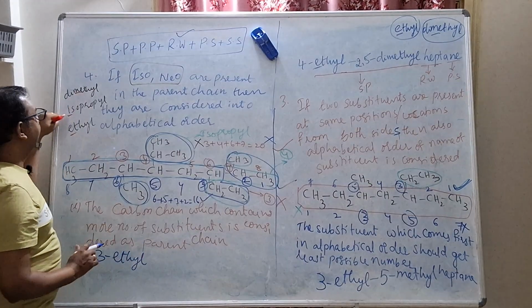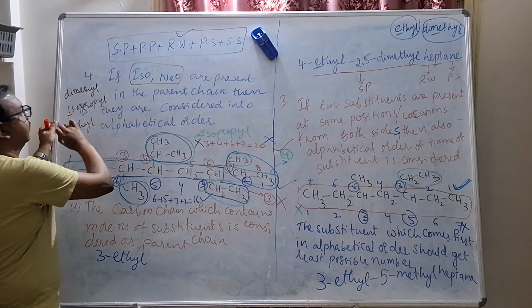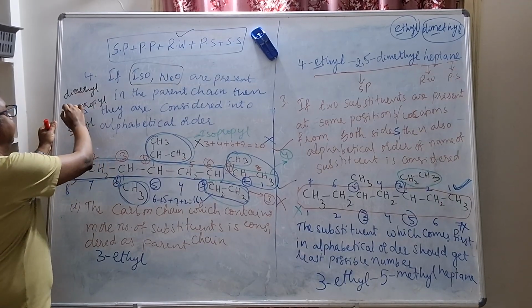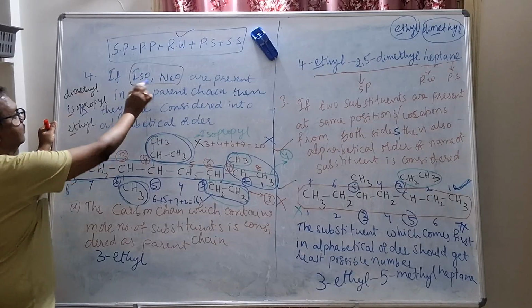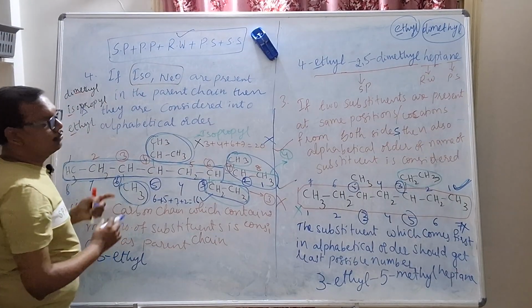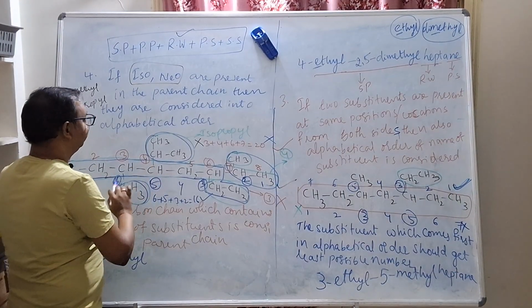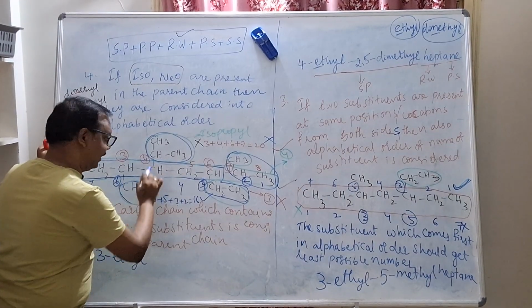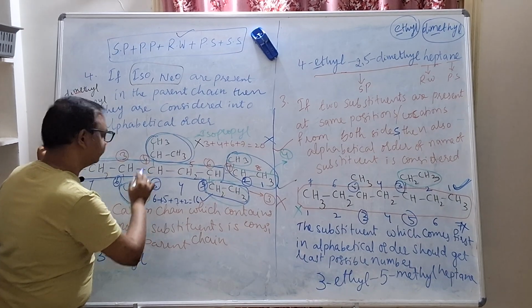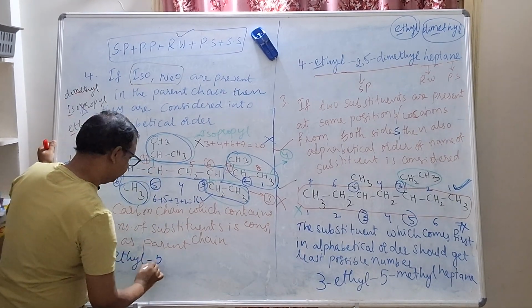Then after that, what do you have to consider? P should not be considered here. I you should consider, propyl not. I you have to consider here. Therefore, iso and neo are included in writing the name. I and M: which one comes first in alphabetical order? I. Therefore, 3-ethyl, 5-isopropyl. I am writing here 5-isopropyl.